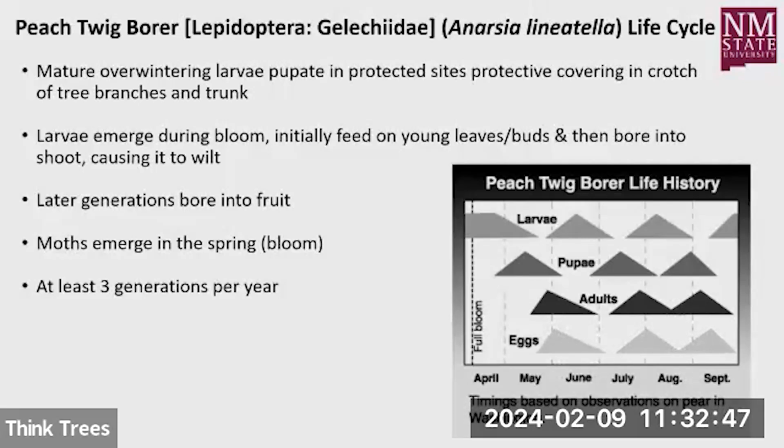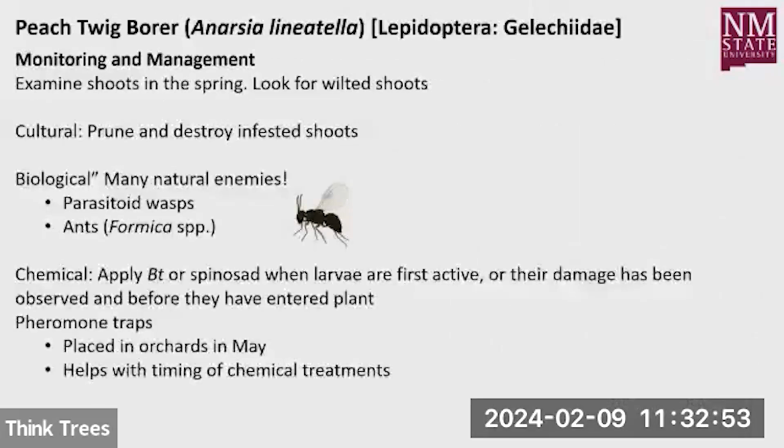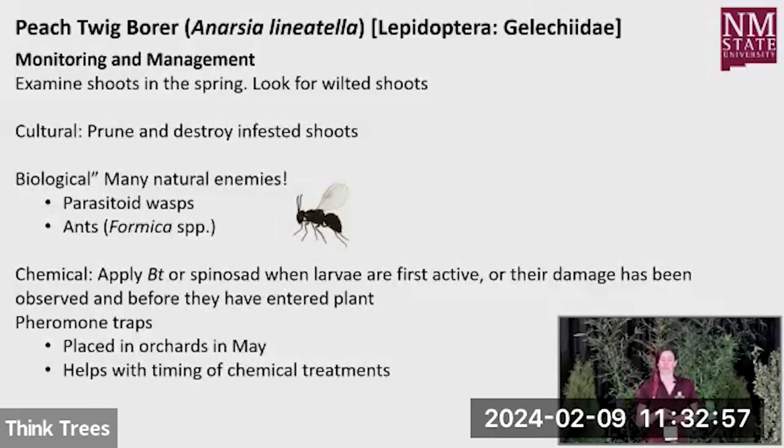And then the moths will emerge in the spring when it's bloom time, and you can get 3 generations of these per year. So monitoring is very important. You want to examine those shoots in the spring, look for wilted shoots, cultural pruning and destroying infested shoots. So you can actually remove where they're present and discard those.